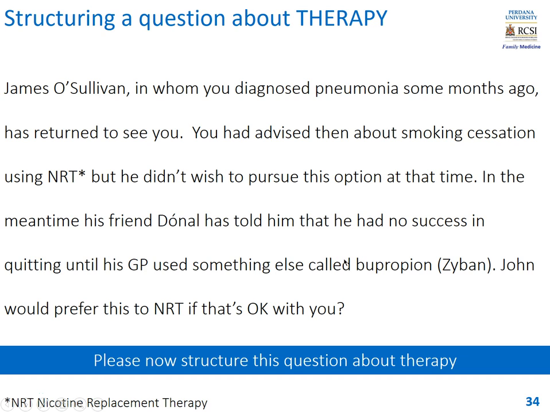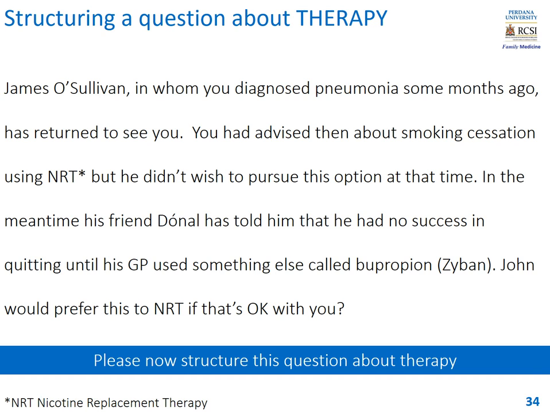Let's look at another case. This is the case we saw earlier on, Mr. James O'Sullivan, the man who you saw with the chest infection. And at the time you offered him nicotine replacement therapy for smoking cessation, but it wasn't a priority for him right then. He's now come back to see you, but he's mentioned that his friend Donald had also tried this from his GP, but didn't have much success. His doctor then gave him a separate drug called bupropion, and he found that was very successful. So Mr. O'Sullivan now asks you, doctor, can I have this instead rather than NRT?